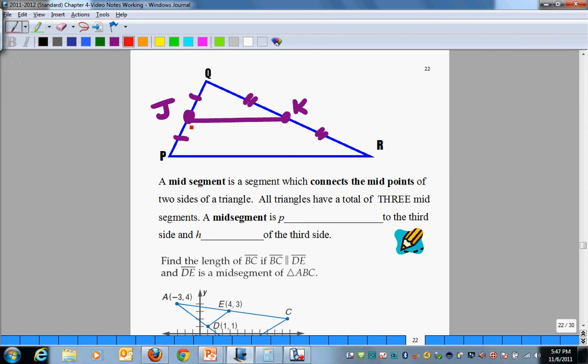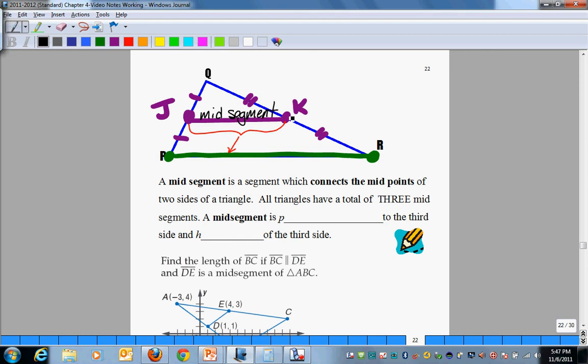Now what I'd like you to do is bracket with your fingers J to K, and then bring that distance down to P to R. You're going to notice something. Bracket J to K and bring that distance down. What you should notice is that the distance P to R is exactly double J to K. This, J to K, that's called a midsegment.